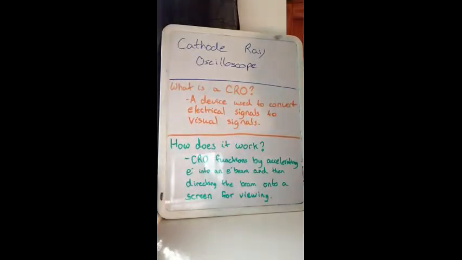Alright guys, as you can see here I prepared a little whiteboard for us to introduce the cathode ray oscilloscope, otherwise known as a CRO. So first we're going to ask, what is a CRO? To answer that we could say it is a device used to convert electrical signals to visual signals. And then next we're going to ask, how does it work? To describe the overall function, the CRO functions by accelerating electrons into an electron beam and then directing that beam onto a screen for viewing.